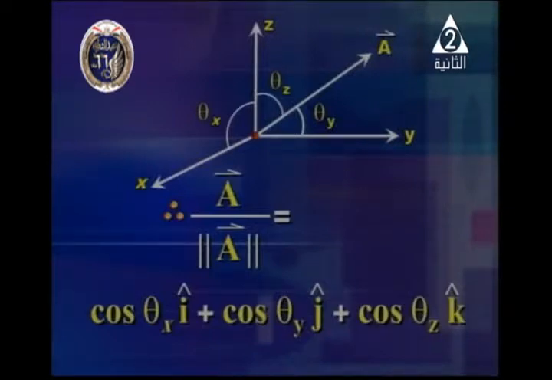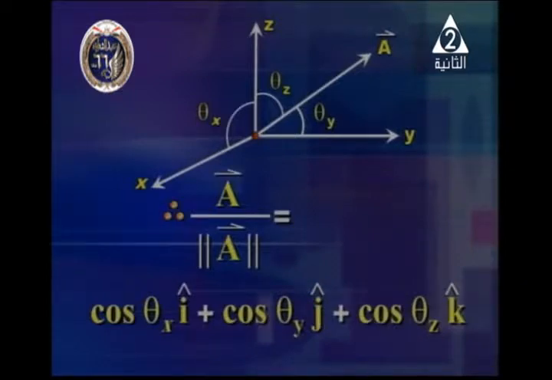Also, vector A is inclined to OX by theta x. Also, vector A is inclined to OY by theta y. And to OZ it is inclined by the angle called theta z. This rule is very important: when we find the cosines, we use vector A over norm of vector A.